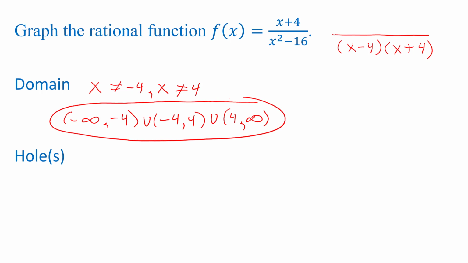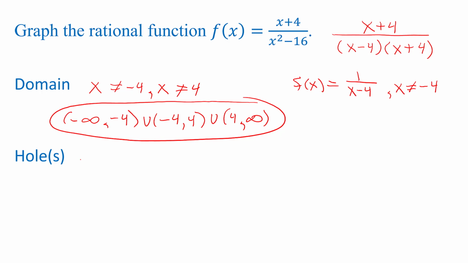We next look for holes in our graph. To identify holes, I'm looking for common factors between the numerator and denominator, and if you see here, x plus 4 appears in both the numerator and denominator. I can rewrite f of x as being equal to 1 over x minus 4 by pulling out the factor of x plus 4 over x plus 4, but I have to be careful to make a note here that we still need to exclude negative 4 from our domain of this function. So I need to say f of x equals 1 over x minus 4, x is not equal to negative 4.